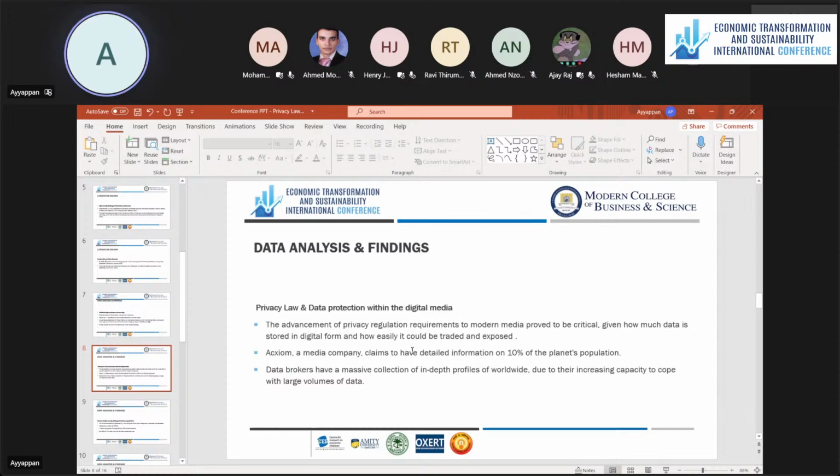Privacy law and data protection within the digital media. The advancement of privacy regulation requirements to modern media proved to be critical, given how much data is stored in digital form and how easily it could be traded and exposed. Individuality and privacy underpin other essential rights such as freedom of association and expression. And it has developed into one of the most crucial human rights challenges of the contemporary era.